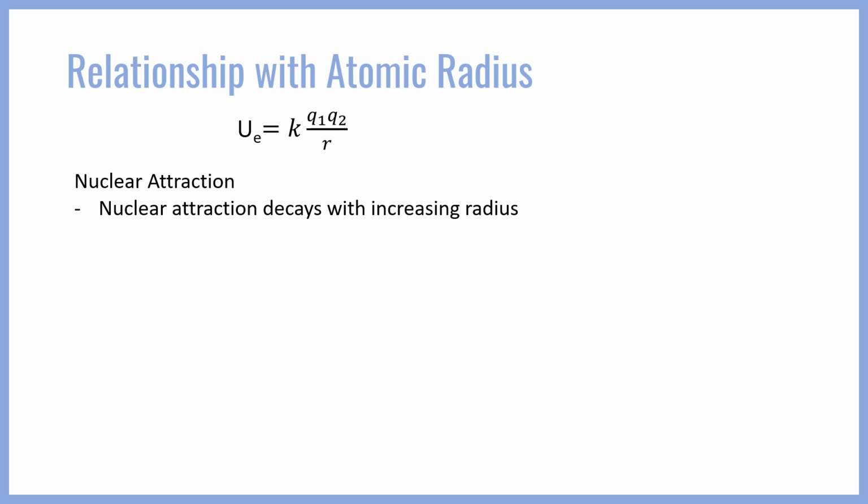The amount of attraction between the electron and the nucleus decays with a 1/r relationship with increasing radius. So larger atoms are going to have a smaller magnitude electron affinity based on this, since there is going to be a smaller binding energy associated with electron capture. Thus, we would expect electron affinity to decrease going down the periodic table, approaching 0, becoming less and less negative.